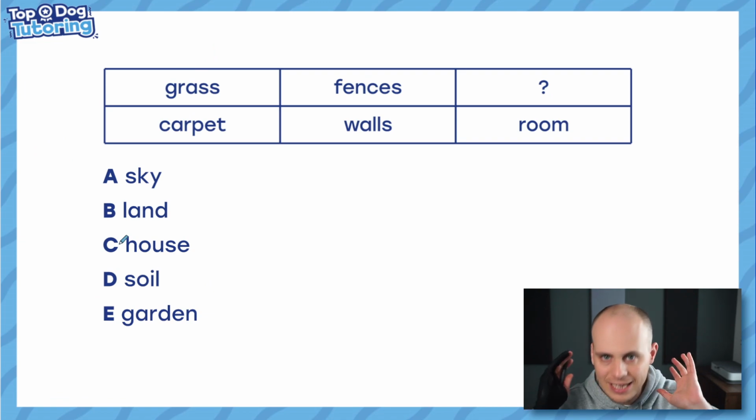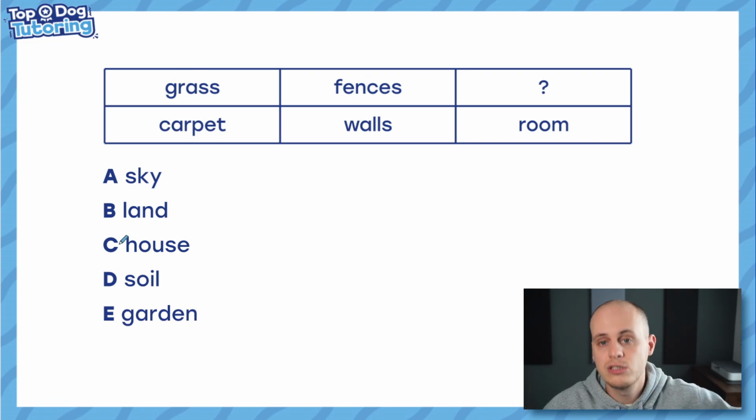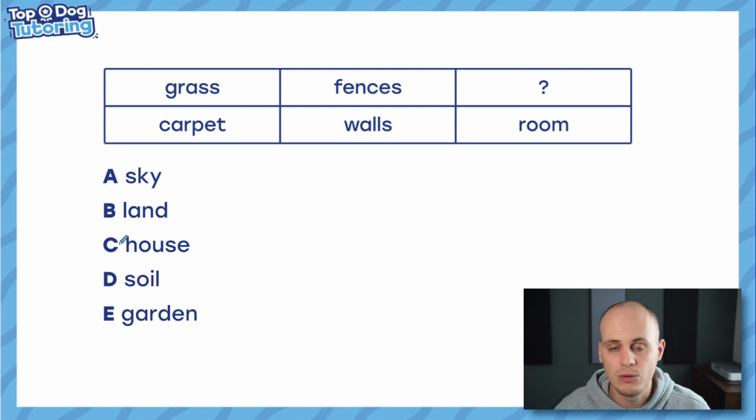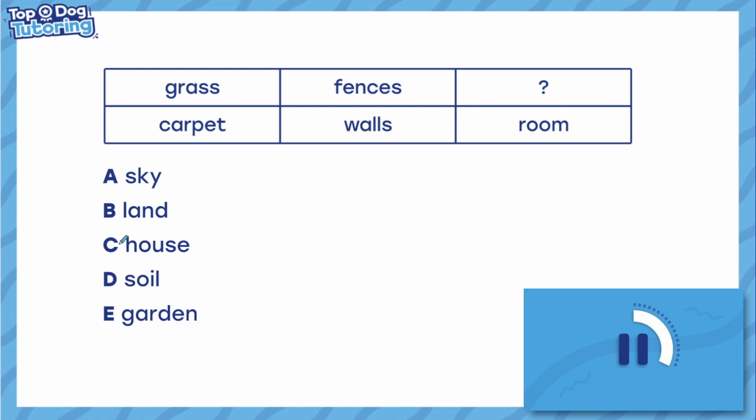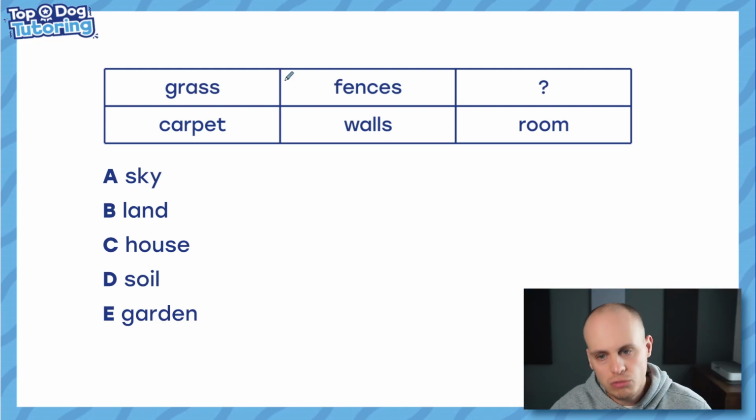Now, have a look at this next one. Again, is there a link going across, or is there a link going down in pairs across these words? Can you work out the missing word? We've got grass and carpet. Okay, they both go on the floor, I guess. Got fences and walls. Okay, they're kind of linked. They sort of got the sides of stuff, I guess.